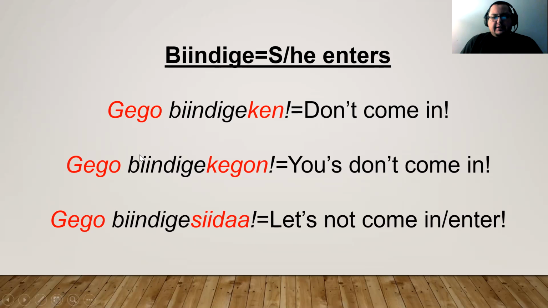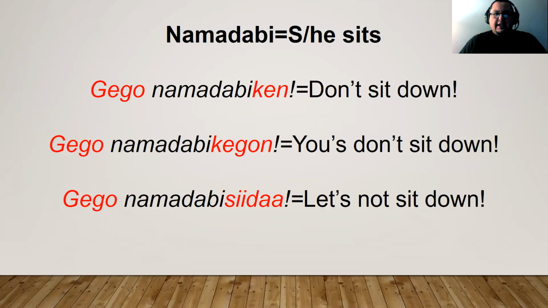And you see our patterns. Here we have Gego, and singular, to one person, is kane. To two or more people, kegon. Gego sida is our rule for the let's form. So let's move on to our next one.